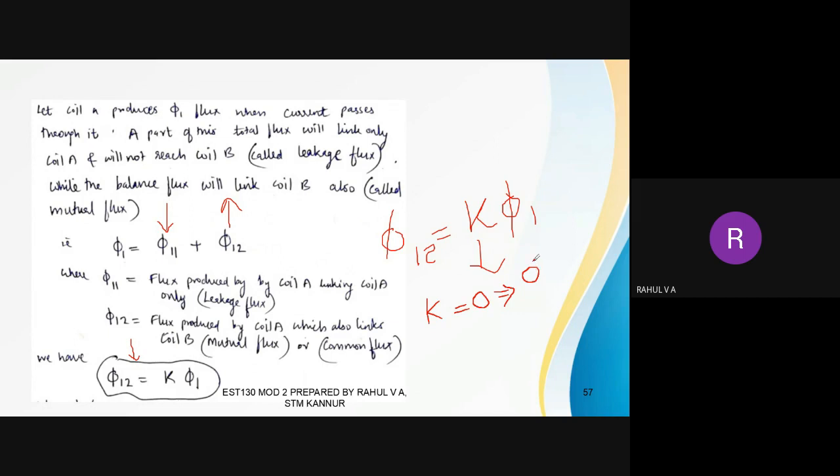K is 0 means phi12 is 0, because K into phi1 is phi12. So this is the base equation: K into phi1 is phi12. K is 0 means phi12 is also 0. That means none of the flux generated in the primary reaches the secondary.